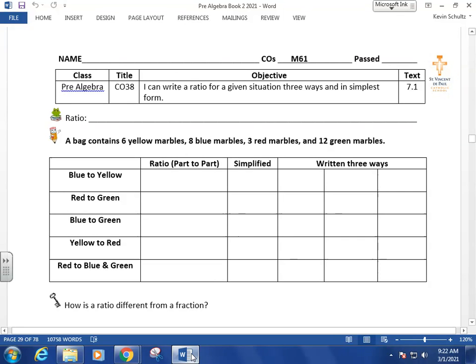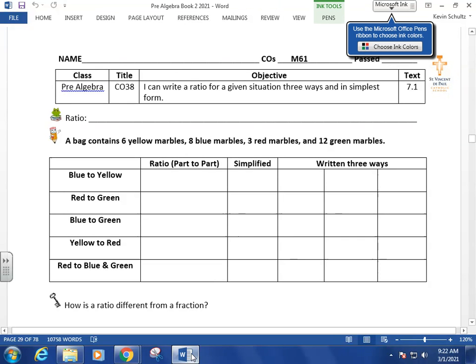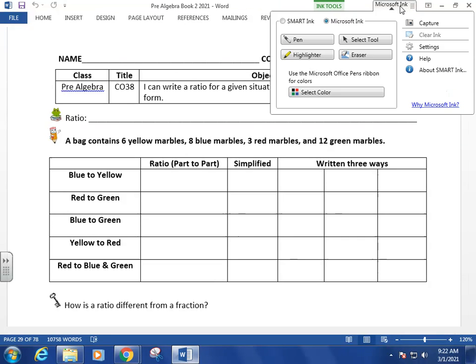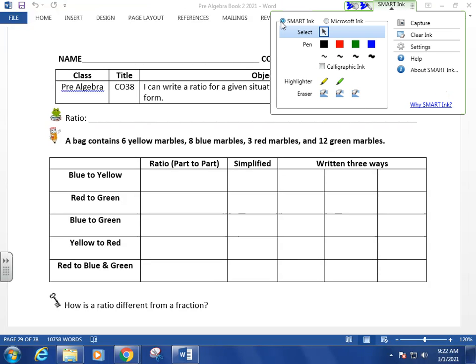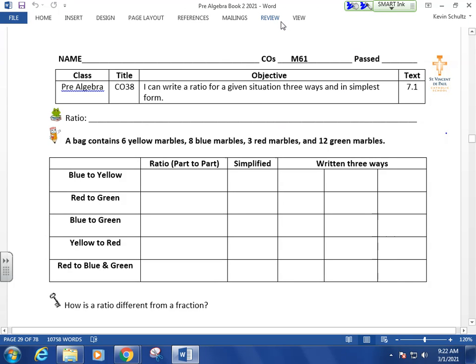Hello, good day, pre-algebra. We are starting Unit 6 with ratios today. And let's start by defining what we think of a ratio as, or what we know a ratio is. Anybody have any thoughts? Aiden? A number compared to another number. Very good. A number compared to another number.